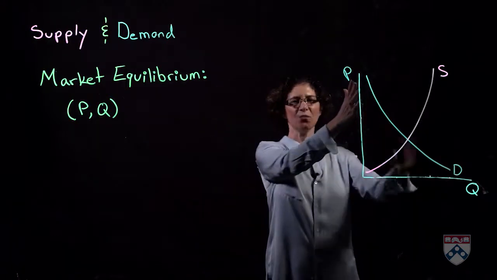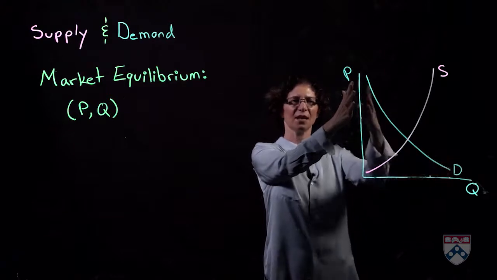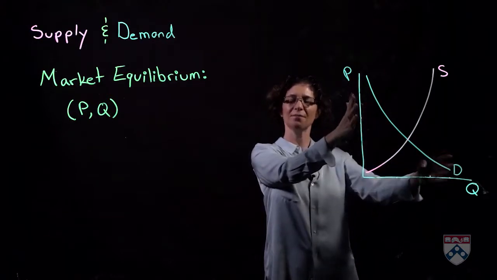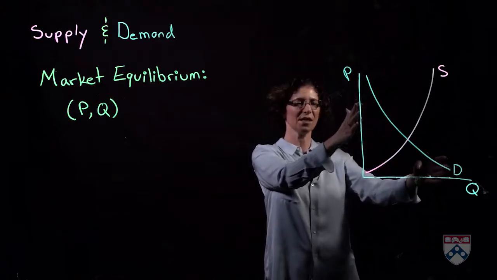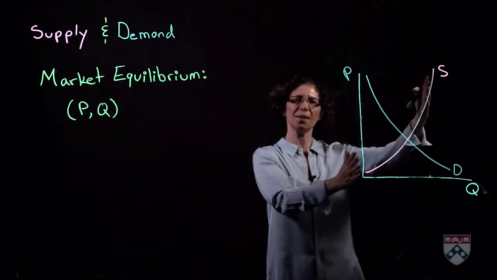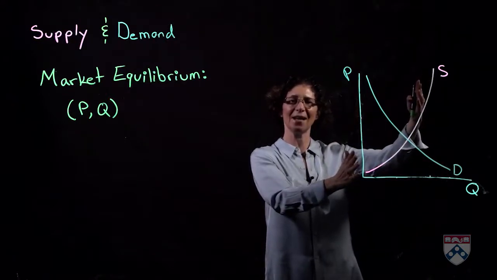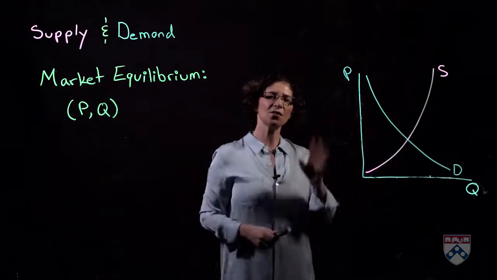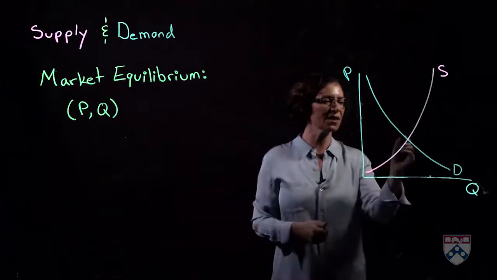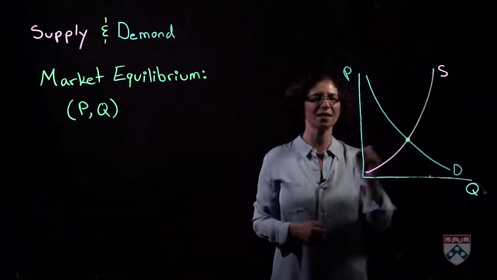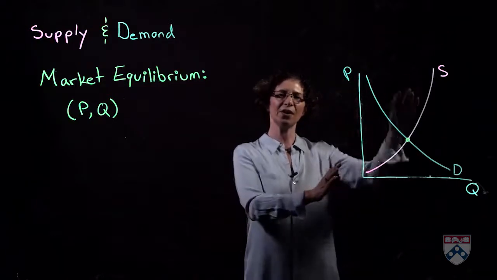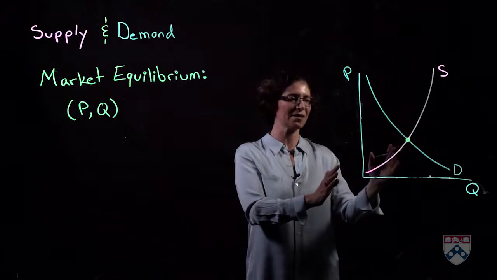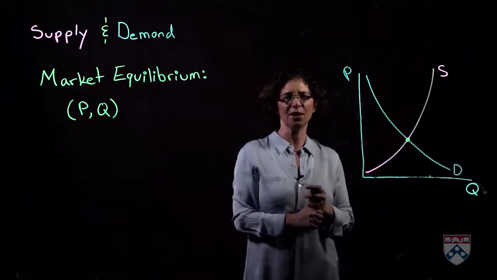We know we have a downward sloping demand showing us that at lower prices, people are willing to purchase bigger quantities, and we have an upward sloping supply showing us that at higher prices, firms are willing to sell bigger quantities. And there's usually one point where quantity supplied is equal to quantity demanded, or the supply curve and the demand curve intersect. And that point is the equilibrium.